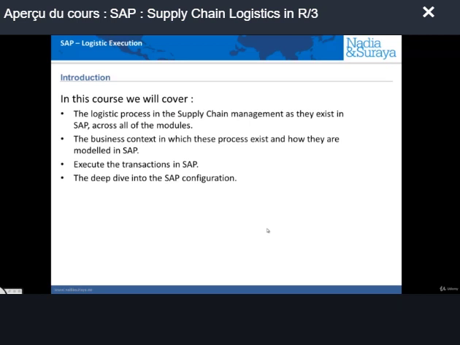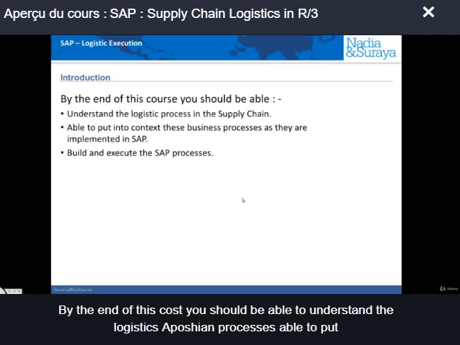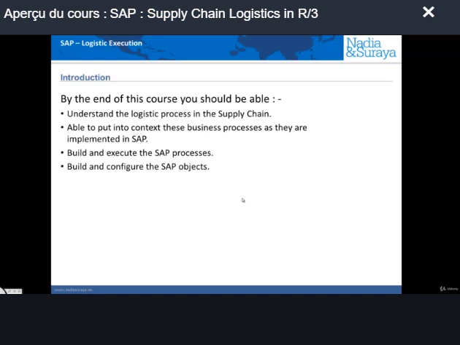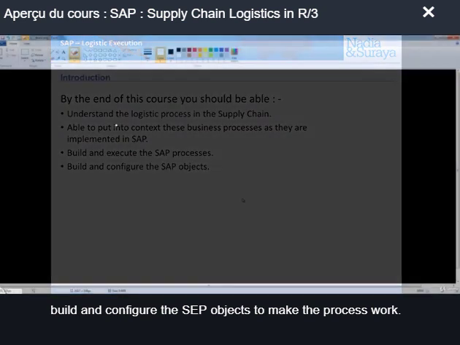how they work. By the end of this course, you should be able to understand the logistics supply chain processes, able to put into context these business processes as they are implemented in SAP, build and execute the SAP processes, build and configure the SAP objects to make the process work.